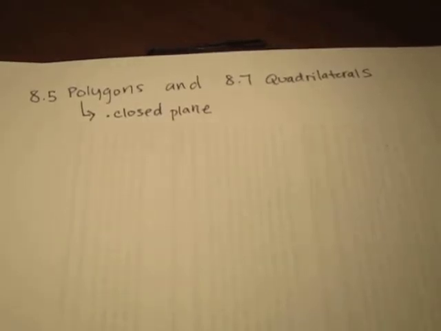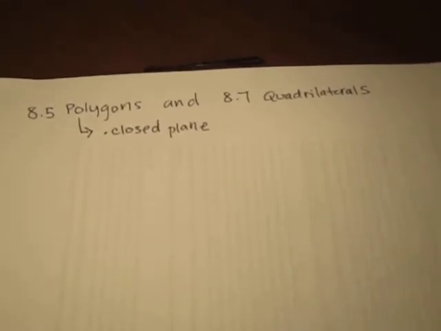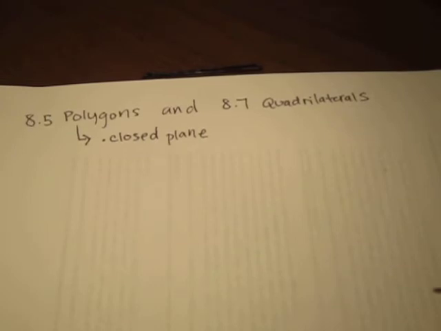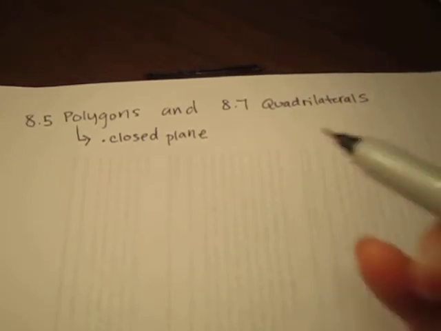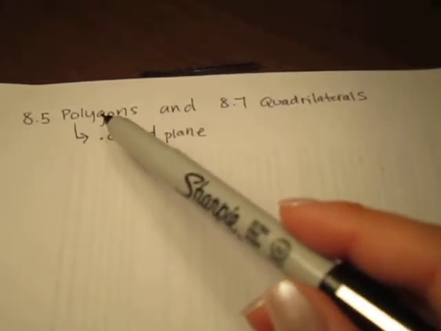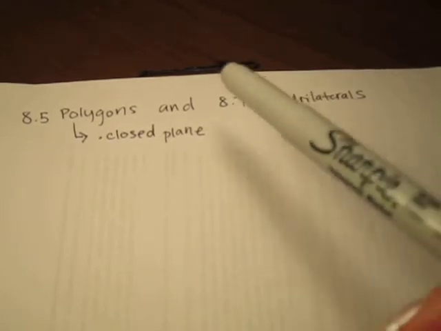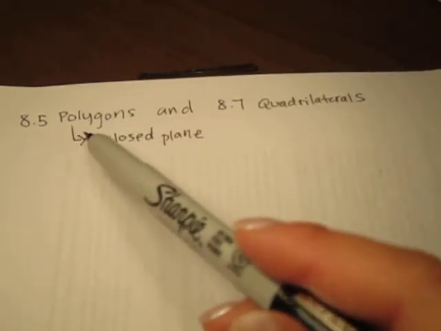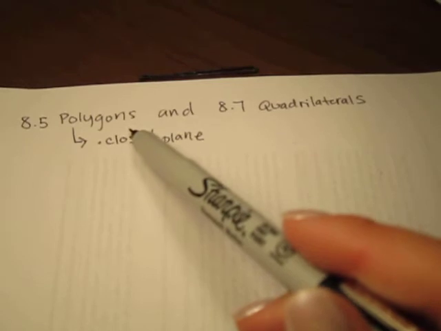Okay. Today we're just going to be reviewing some qualities of polygons and quadrilaterals. So we're taking this from section 8.5 polygons and 8.7 quadrilaterals. So first thing we'll do is talk about some characteristics of polygons.